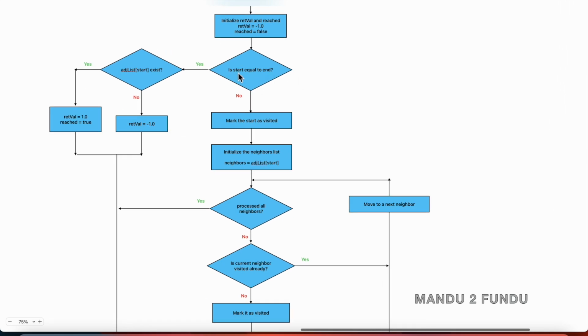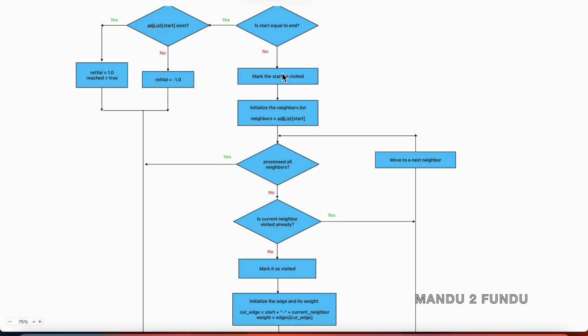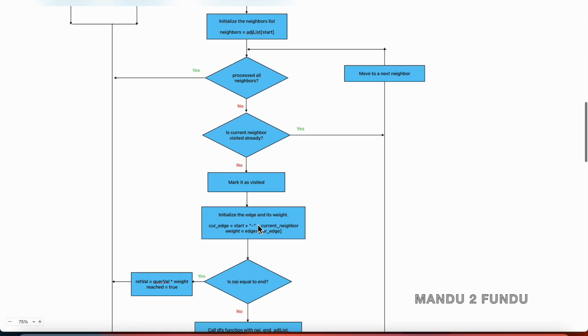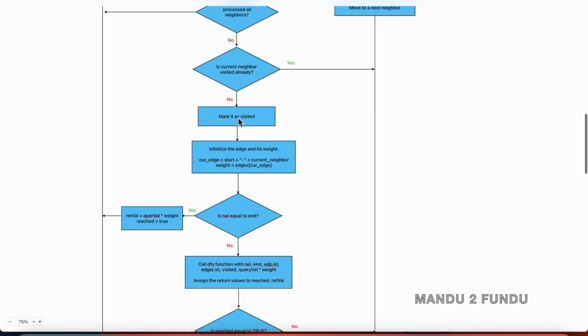Okay, and if the start and end vertex are not equal, then we have to mark the start vertex as visited, and then we have to get the neighbors list for that start vertex. Okay, and we go over the neighbors, check whether it is already visited. If it is visited, then go ahead and process the next neighbor. Otherwise, mark that neighbor as visited, and then we have to initialize the edge variable and its weight.